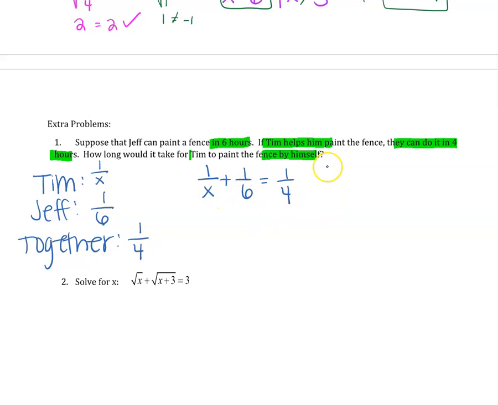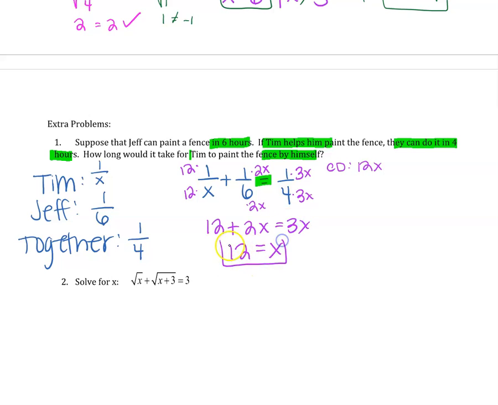So between all of these, I would say my common denominator could be 12x, which means this guy would need a 12. Second guy would need a 2x. And the last guy would need a 3x. Now again, this is your green light that once you've figured out the numerators, you can ignore the denominators and solve the numerators. So this is 12 plus 2x equals 3x. So 12 equals x. So Tim is kind of slow. It takes twice as long as Jeff.